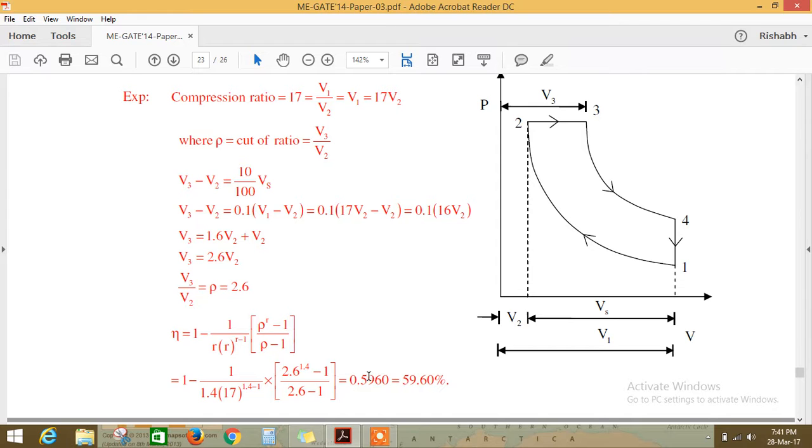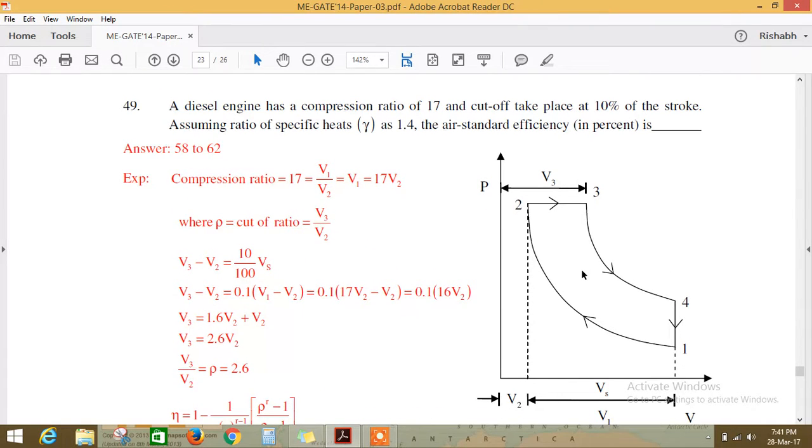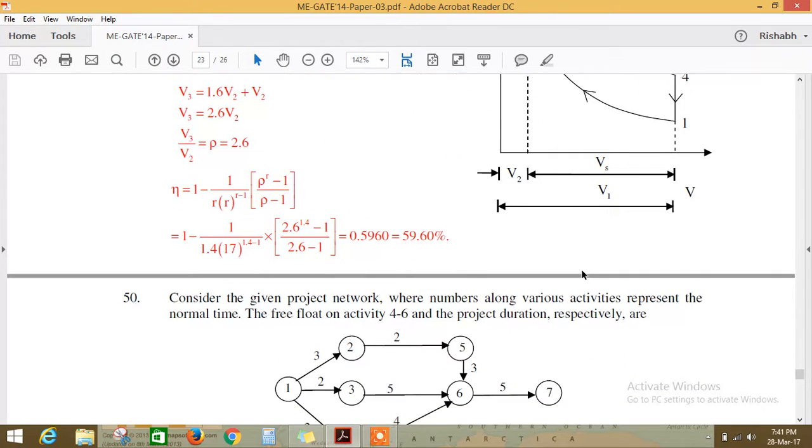If you are not at all interested to use the formula, then you can compute the work done divided by the net heat supplied. That also you can do, but that is a very lengthy kind of process. Since we are appearing for the GATE exam, you should know the formula. Formulas are the only tricks.